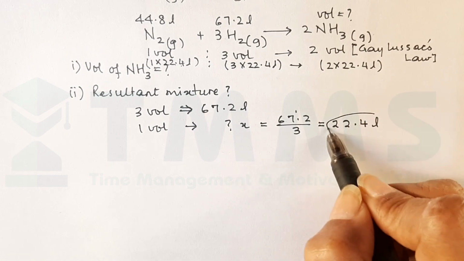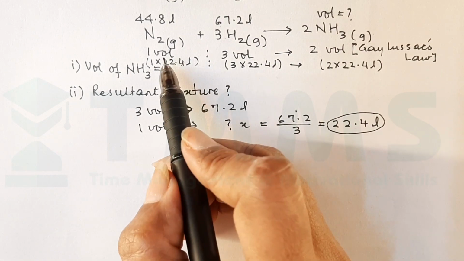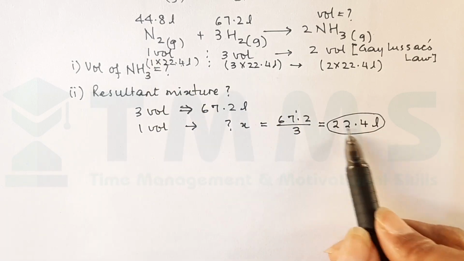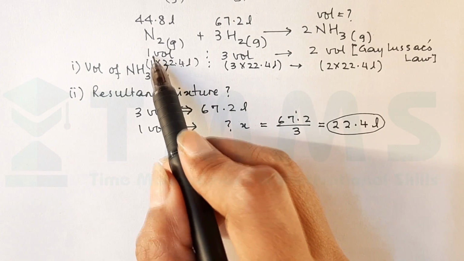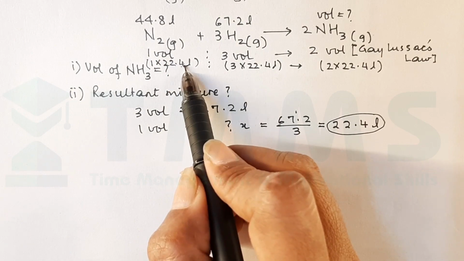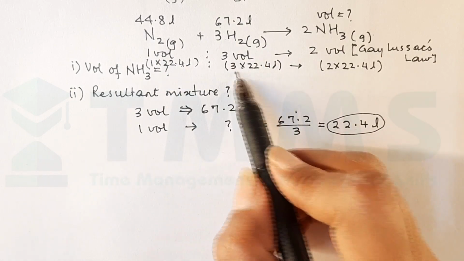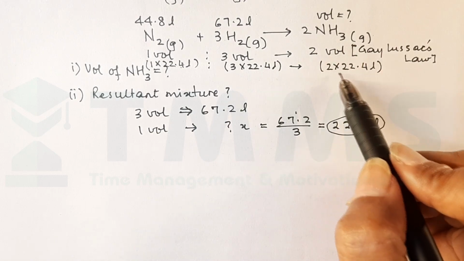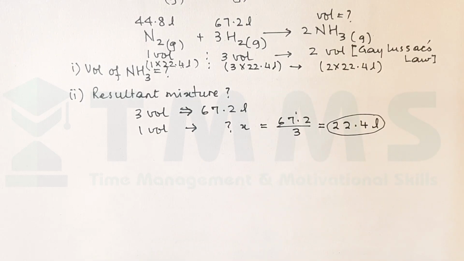Once we get this, you are going to look at the equation and we will say one volume is 22.4 liters. So it will be 1 into 22.4 liters. 3 volumes become 3 into 22.4 liters and 2 volumes become 2 into 22.4 liters. Did we get this much?